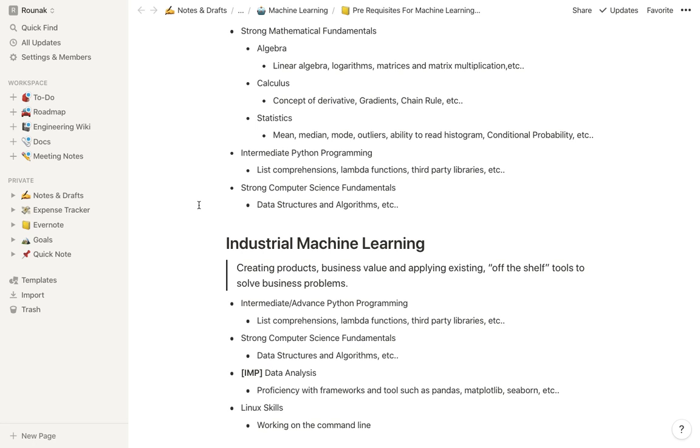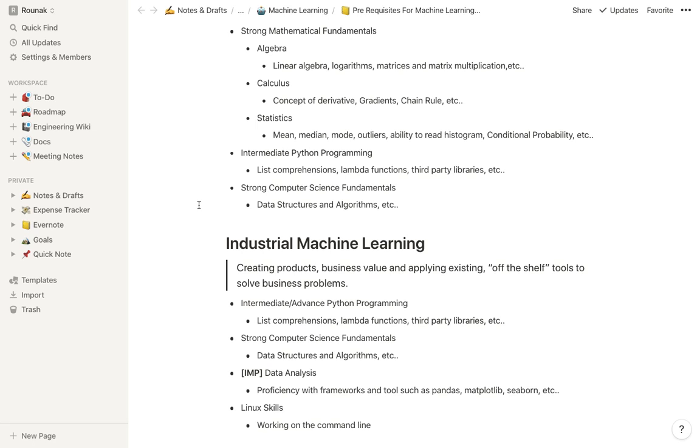And next, we come to the most important part, data analysis. Before trying to implement machine learning algorithms in a company, one needs to know what the data is, what the data is trying to represent, and also understand how the data works. So people should have a proficiency with frameworks and tools such as pandas, matplotlib and seaborn. In the upcoming videos, we'll talk about how these frameworks work and also look at them with the code.